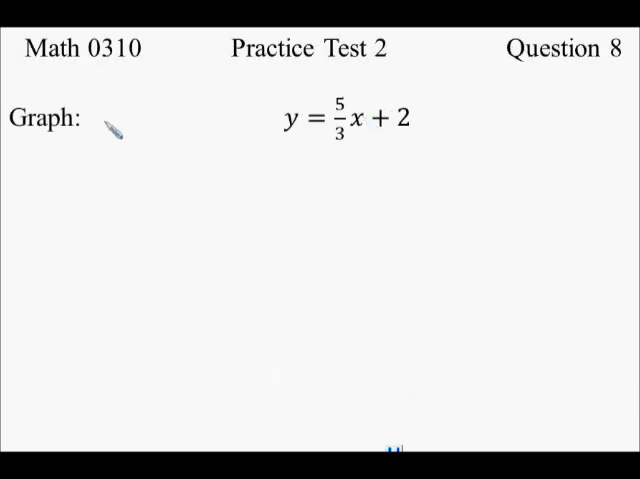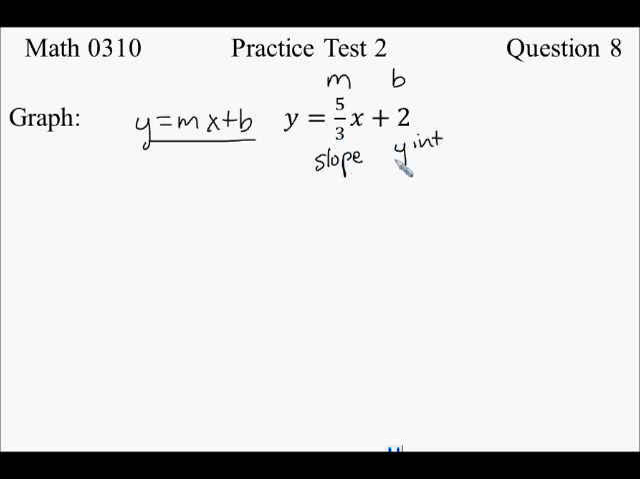Question 8 says, graph the equation y equals 5/3 x plus 2. We can see that this equation's already in slope-intercept form. It's already in the y equals mx plus b form. So right away we can see that our slope, m, is 5/3, and b is our y-intercept. So we can see this should have a y-intercept of positive 2, and it should have a slope of 5/3.